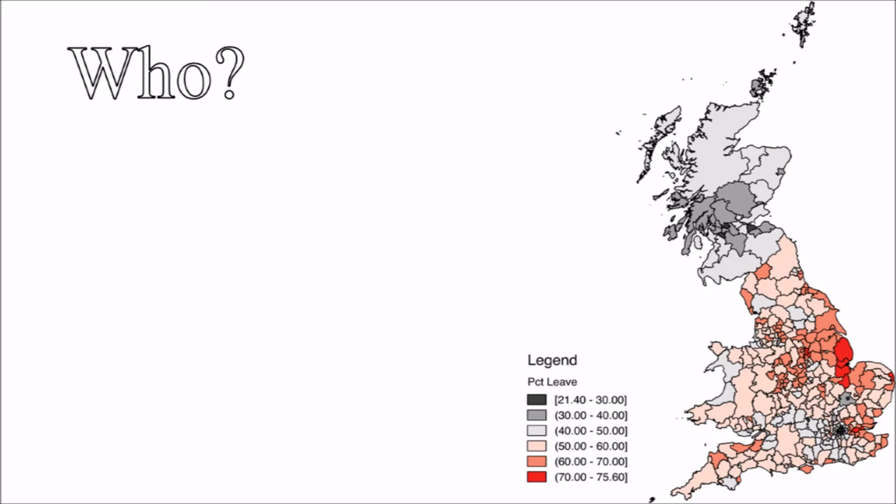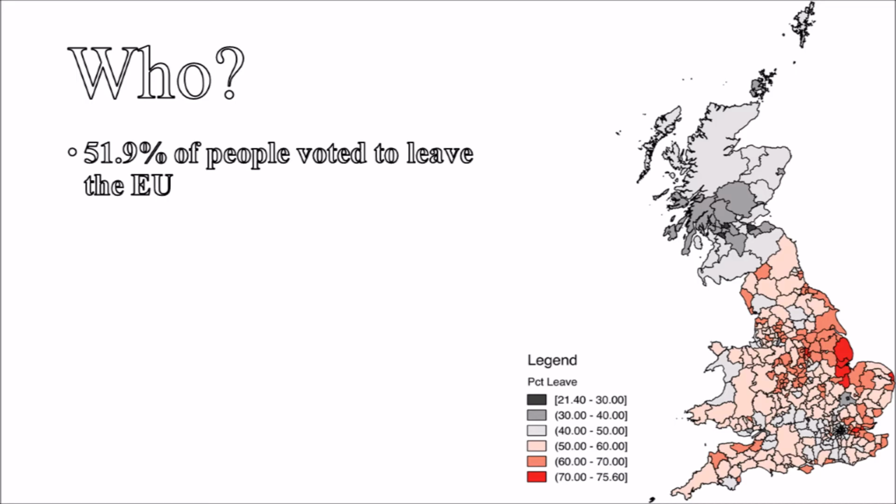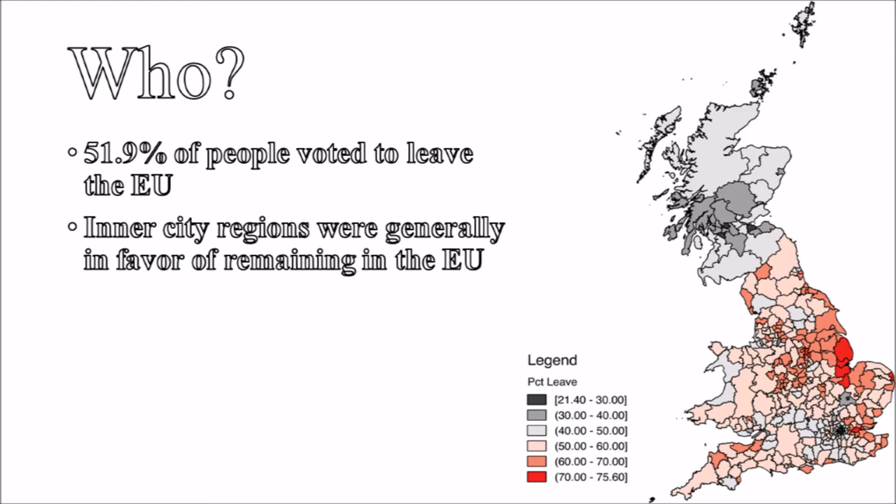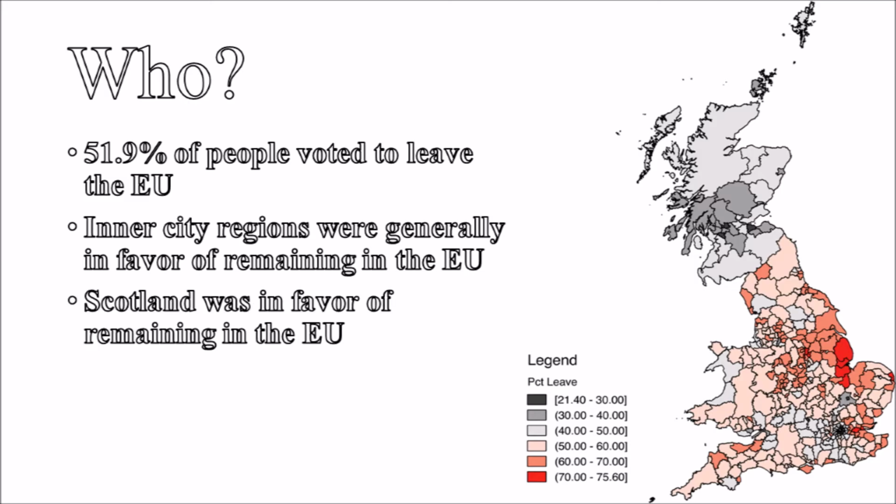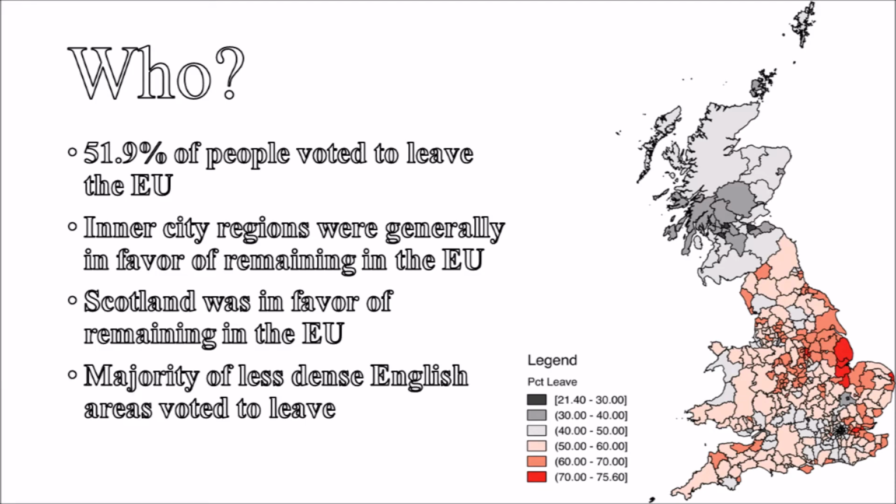You know how I said that many people expected a close vote with victory going to Remain? Well, Britain pulled a fast one, and to a surprise, 51.9% of people in Britain voted to leave the EU. That's roughly 17.4 million people. As we can see on the map on the right, inner-city regions were generally in favor of remaining in the EU, while most regions fell in 40 to 60% in favor of leaving. Scotland, which is the northern part of Britain, was in favor of remaining in the EU throughout the vote, and the majority of less dense English areas voted to leave.